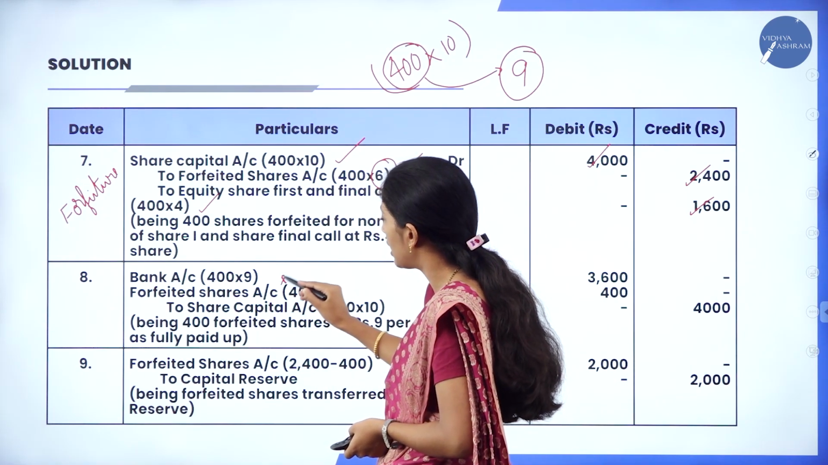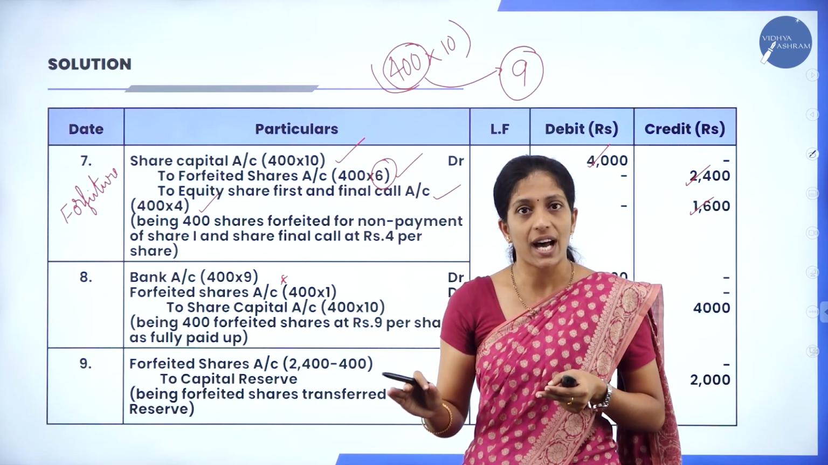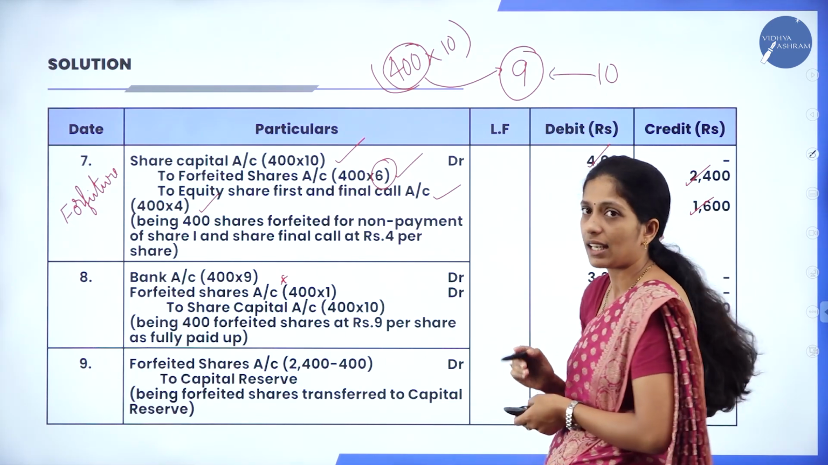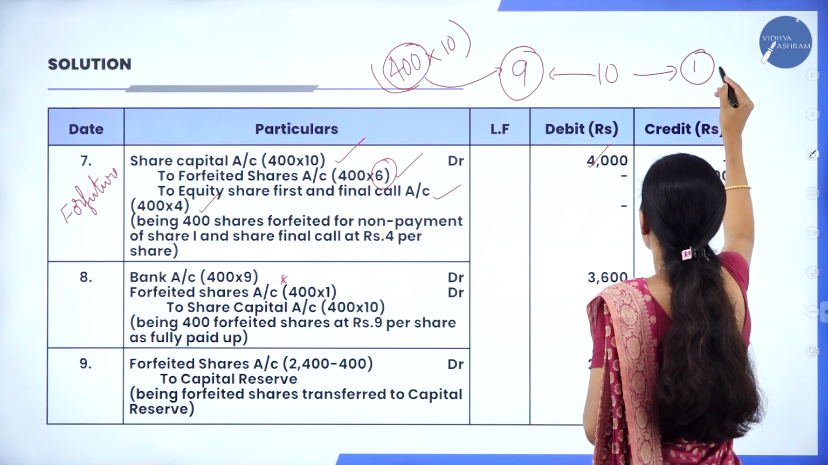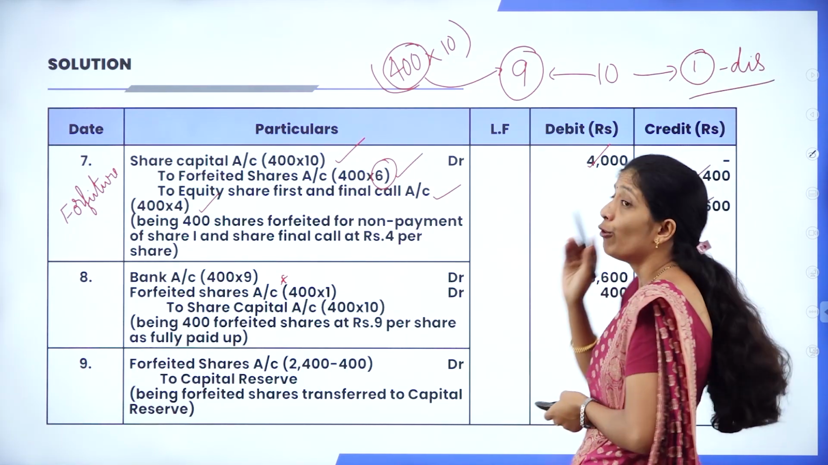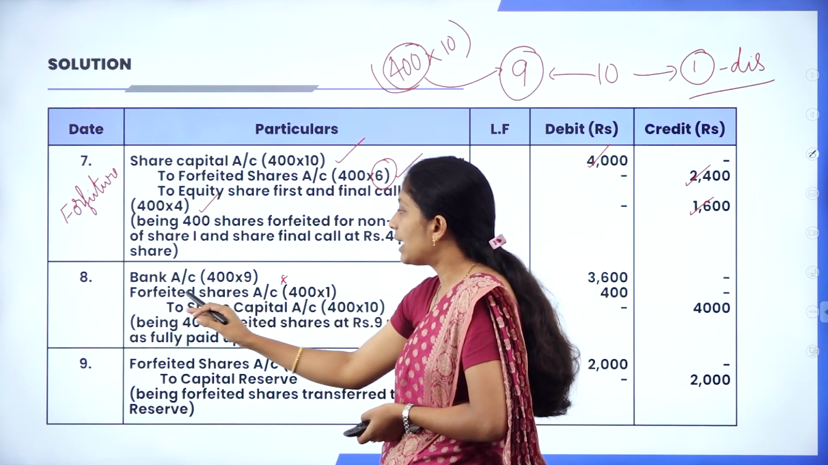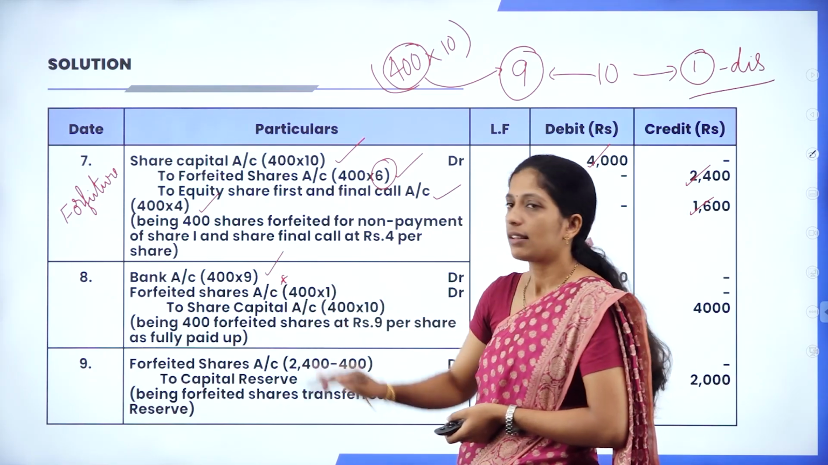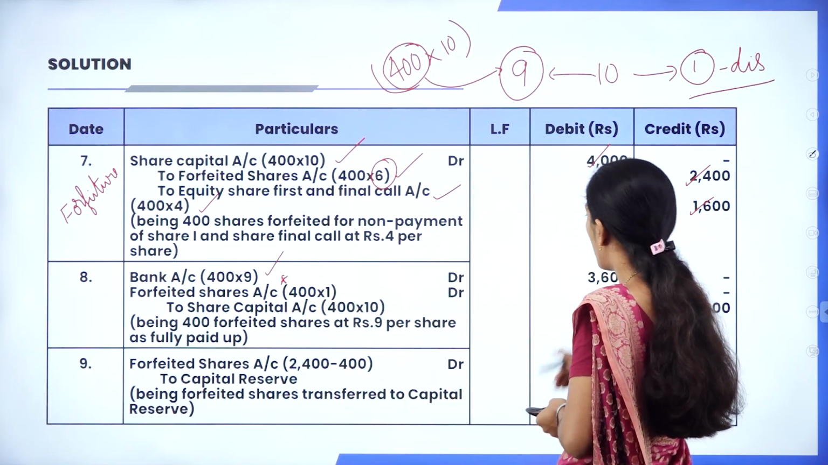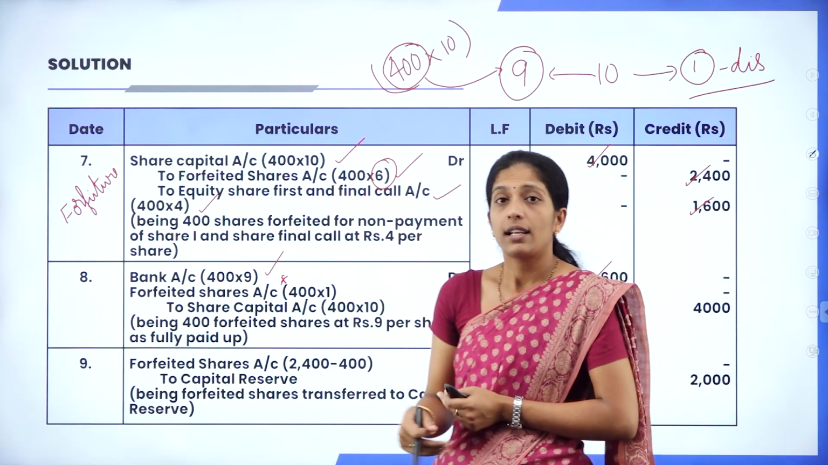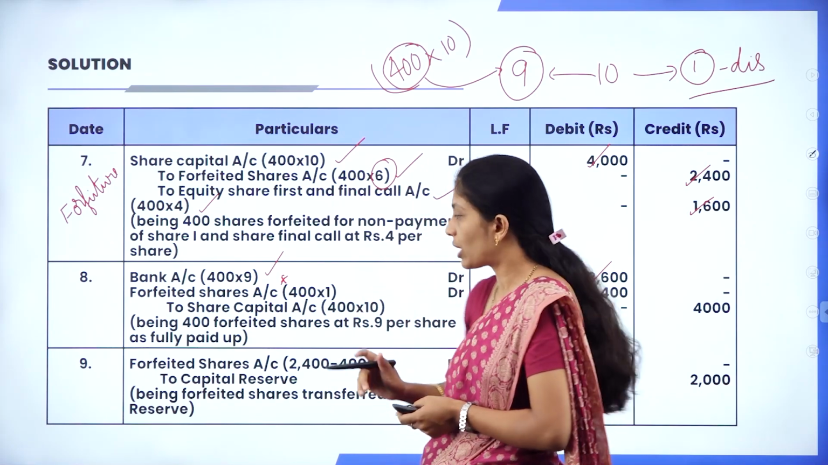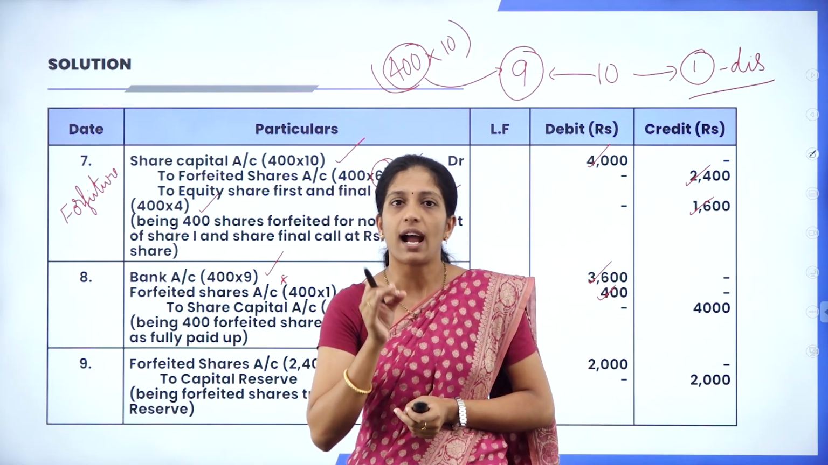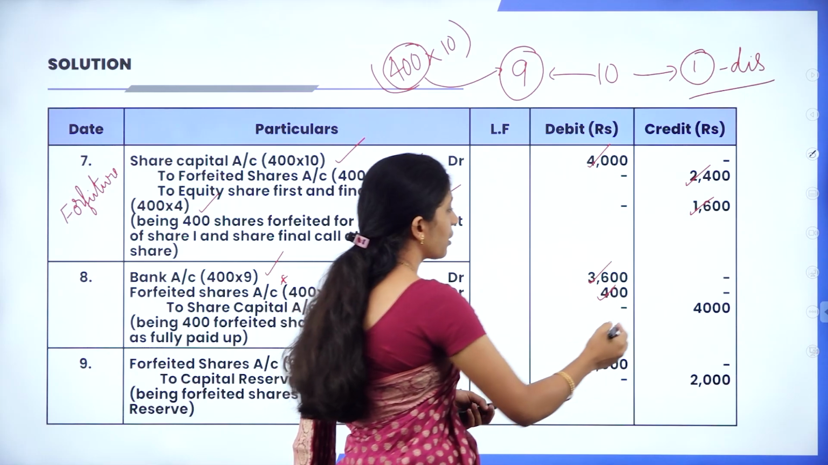Why this forfeited shares account? Because they have reissued not at par, they have reissued at a discount. The actual value was 10 rupees, but they have reissued at rupees 9. In the sense, 1 rupee is the discount. So this discount has to be transferred to forfeited shares account. Bank account debit, forfeited shares account debit, to share capital account. 400 into 9, that is the reissue price, 3,600. For forfeited shares account, you record the discount, 400 into 1, that is 400. To share capital account, 400 into 10, where 10 is the actual par value of the share, that is 4,000.